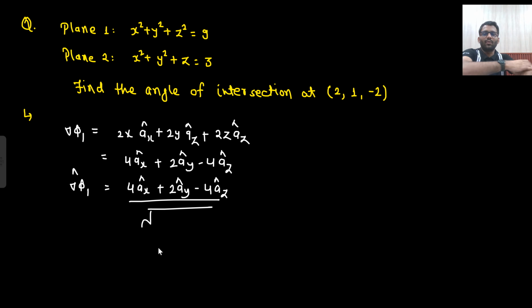16, 16, 32 plus 4, 36. Right? 2, 1, minus 2. Okay, then 16, 16, 32, plus 4. It would be 6. And what about del phi 2?